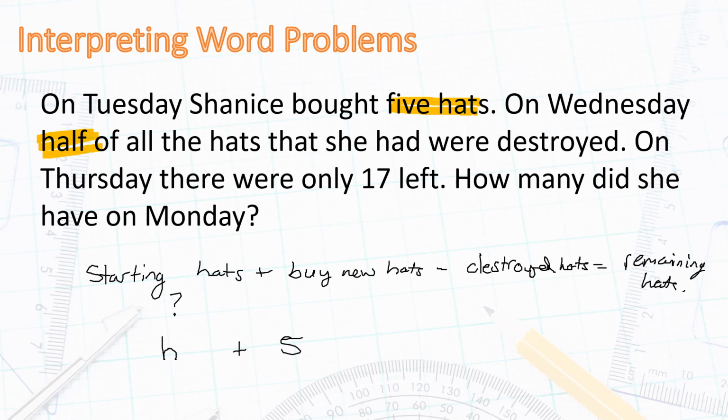And then half of all the hats she had were destroyed. So it's a fraction, and it's based on all the hats we have. And all the hats we have will be H plus 5. So the way we're going to do this is put it in parentheses. We're going to say hats plus 5. This is total hats. And then it got cut in half. So you can say divided by 2, or you can multiply by half. It doesn't matter to me which one you do. And that equals remaining number of hats, which was 17.